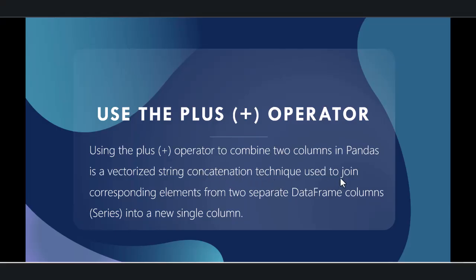This concatenation technique is used to join corresponding elements from two separate data frames. That means from the two different data frames, that is series, we can combine the corresponding elements and then we can make it into a single column. Not only from the single data frame we can combine the different columns, from the two different data frames also we can combine. Let's see an example.